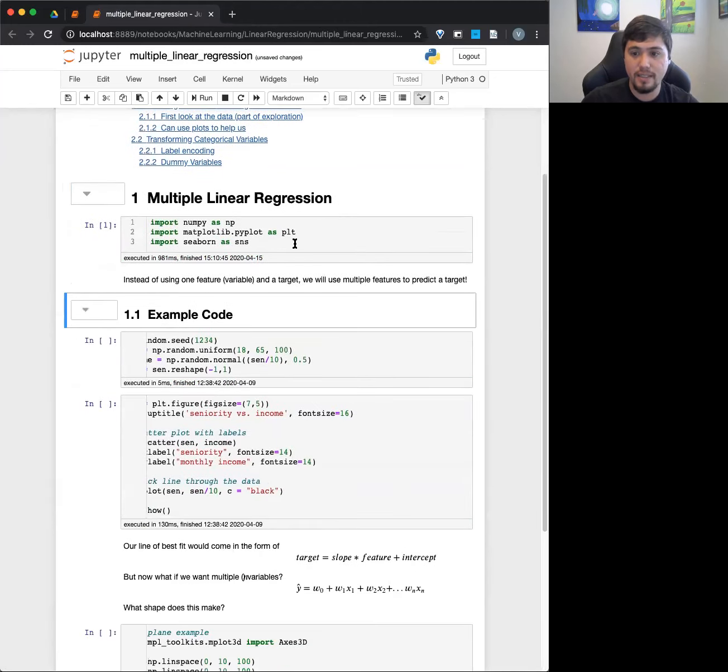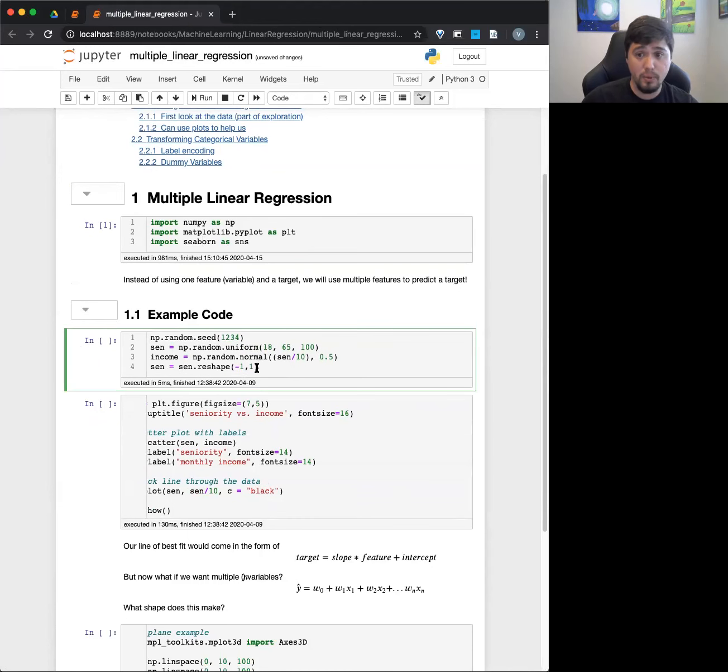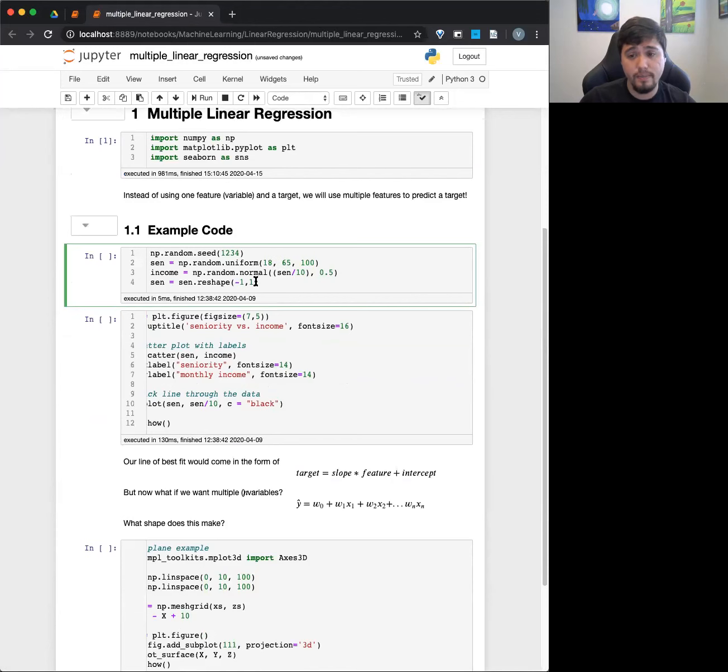I'm going to show you a little bit of code here. The main thing is that we're, again, using multiple variables, features, to predict one target. I believe I took this from the curriculum itself. I'm just using the NP seed right here, 1, 2, 3, 4, a good classic. And we're doing a uniform distribution. These are just to generate data. Note this is going to be 18 to 65, and we're grabbing 100 data points.